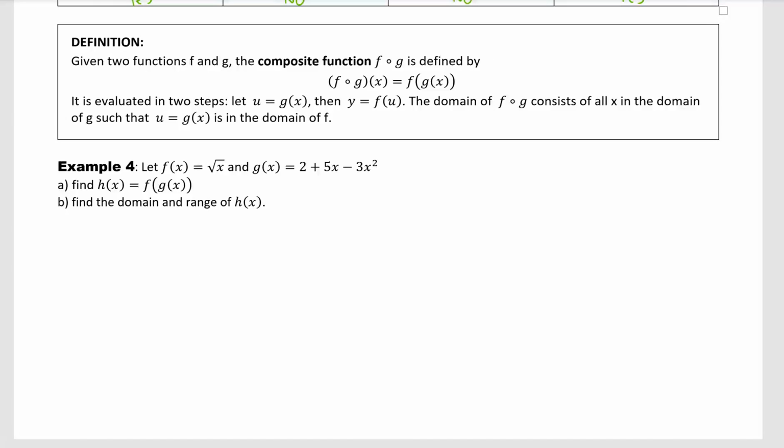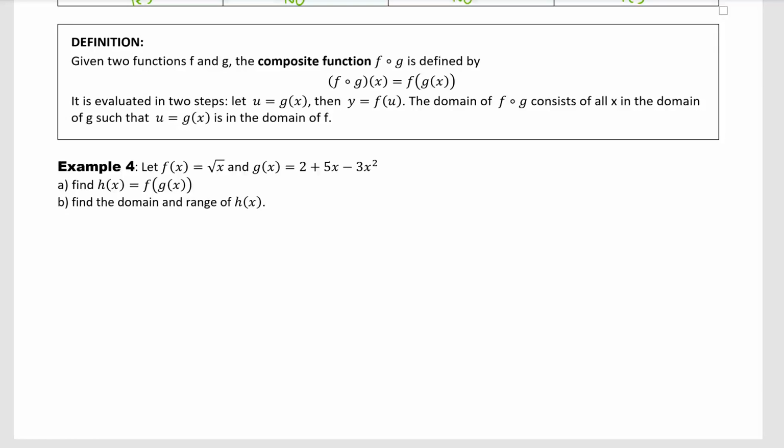Definition. Given two functions f and g, the composite function f composite g is defined by f composite g of x is f of g of x. So it is evaluated in 2 steps. We let u be g of x, so u is like the inner function, and then y is f of u. Okay, so you first compute u is g of x, and then you put your u into the f. Okay, so the domain of f composite g consists of all x in the domain of g, such that u equals g of x is in the domain of f.